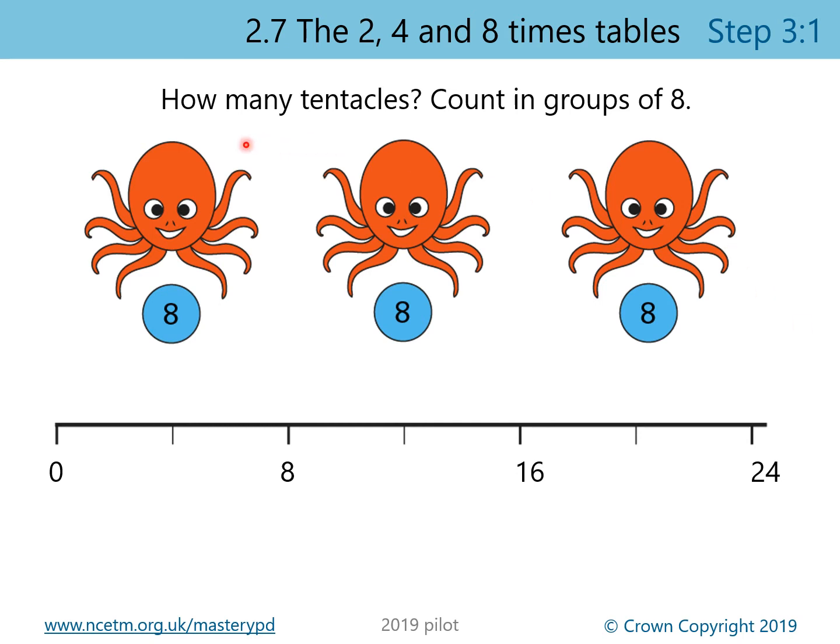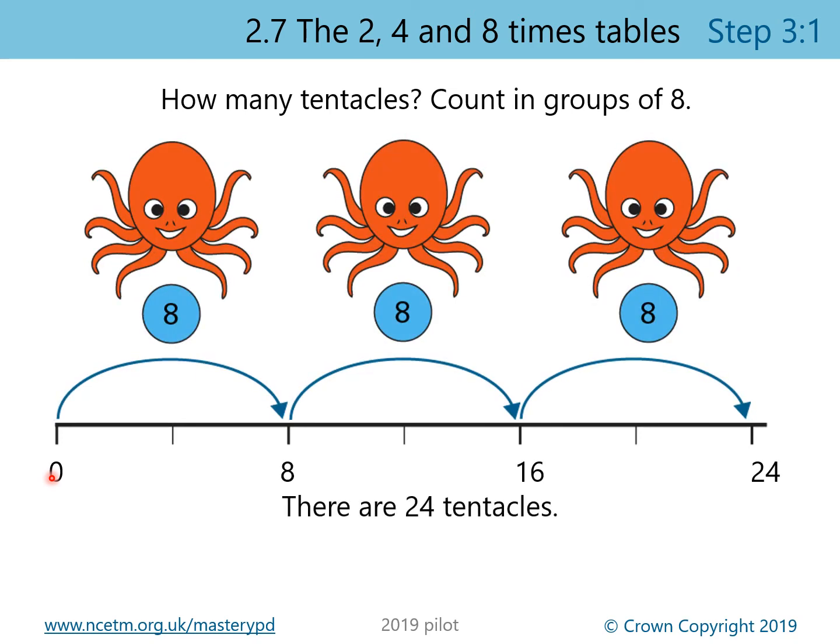Here we've got a question. It's asking us how many tentacles are there, counting groups of 8. So it's given us 1 group of 8, 2 groups of 8, 3 groups of 8. So we can count on in 8s, going to 8, 16, 24. There are 24 tentacles in this picture, and we can represent that as a multiplication sentence by saying 3 times 8 equals 24, or we can also show that commutatively as 8 times 3 equals 24.